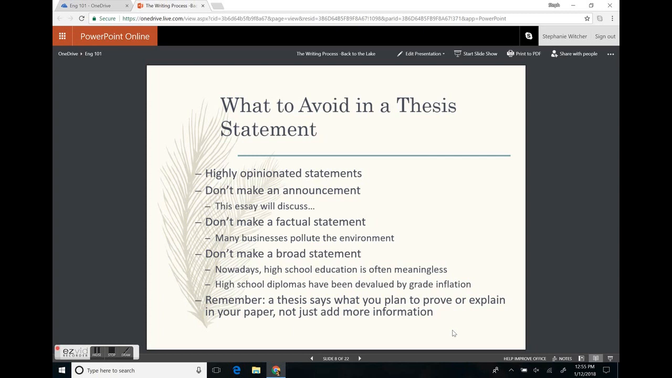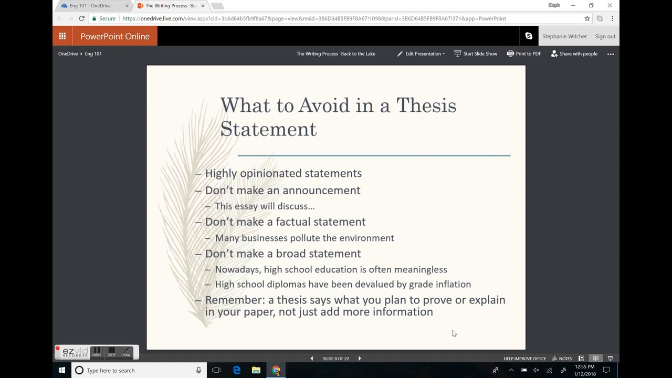Okay, so here are some things I don't want you to do in a thesis statement. First of all, do not make highly opinionated statements. So something like, people who don't run are lazy. That's not a thesis statement. That's just an opinion that I threw out there, and it alienates most of my readers. So that's not something you want to do. Don't make announcements. This essay will discuss. I will be writing. The paper should not talk about itself. And you shouldn't discuss yourself in a thesis. You shouldn't have I in a thesis, so don't do those things.